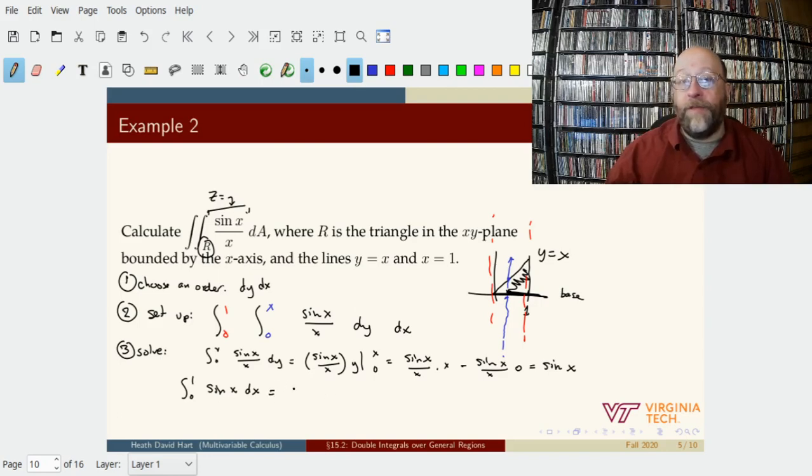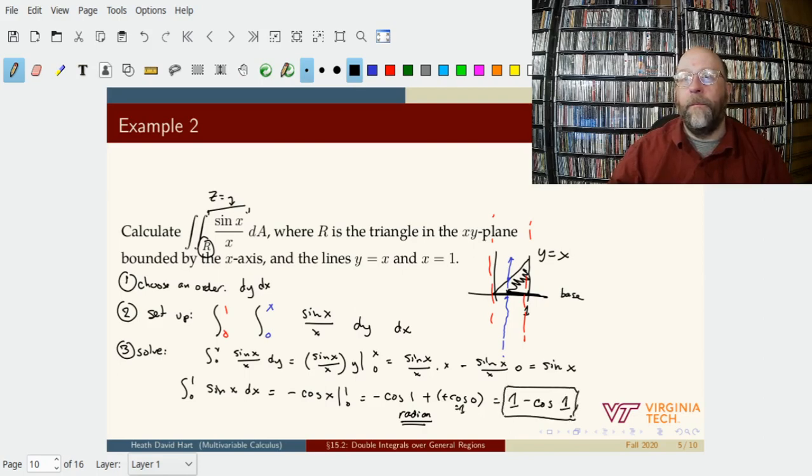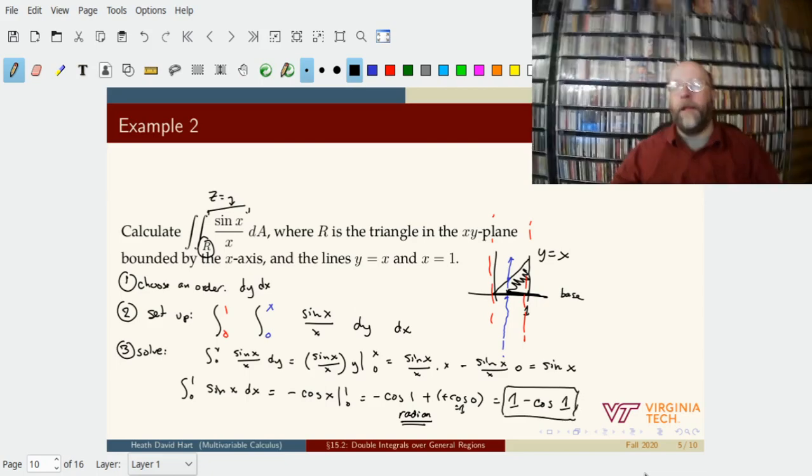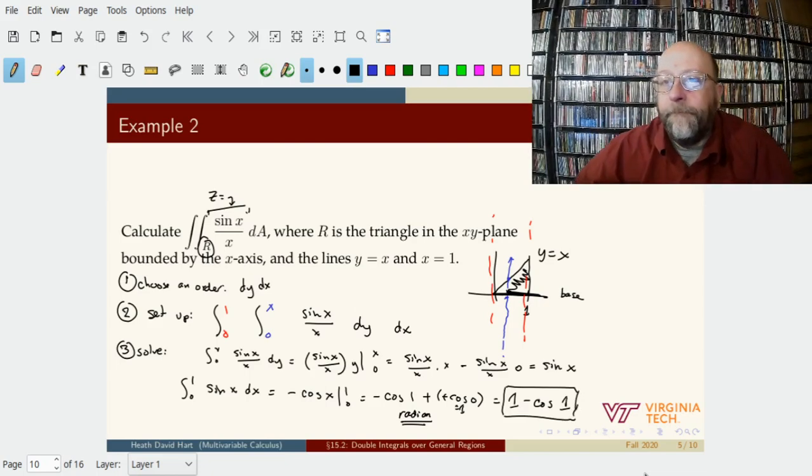Well, we can integrate this. The integral of sine of x is negative cosine of x from 1 to 0. And so we get negative cosine of 1 radian. We have to do this in radians now because this is calculus. Minus a negative cosine of 0. Minus a negative is plus, and cosine of 0 is 1. And so we get 1 minus cosine of 1 radian. Okay? All right, that's example 2. Let's move on.